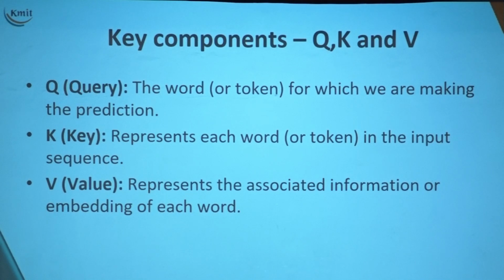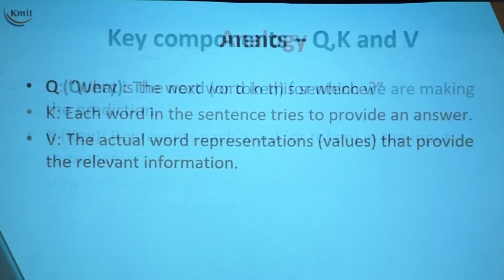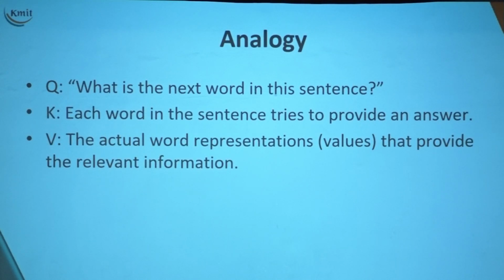Value associated means, wherever I say value, I am referring to the word embedding. Remember that. Word embedding, vector. Because the machine will understand that, no? Okay, let's see the analogy. Q: What is the next word in this sentence? K: Each word in the sentence tries to provide the answer. I am the next word. I am the next word. But how would you do it? You have to find a way to decide which word should be given attention next, for which you have to calculate attention scores and attention weights. Okay. V is the actual representation that provides the relevant information.